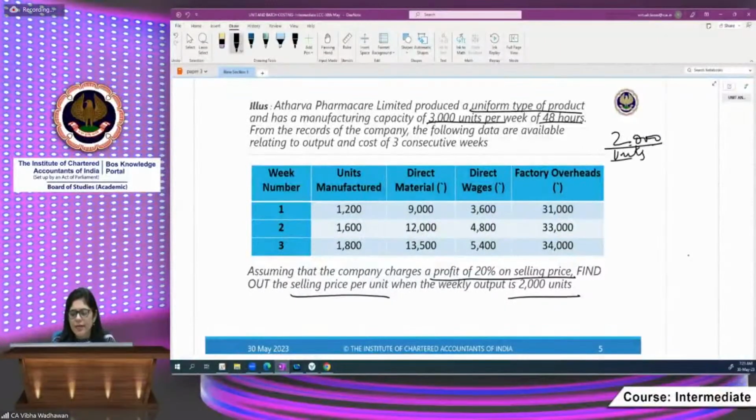We have to calculate the profit and the selling price for 2,000 units on the basis of information given for these 3 weeks. Clear? So 9,000 divided by 1,200: how much is the material cost per unit? 7.5. 12,000 divided by 1,600 comes to 7.5. 13,500 divided by 1,800 comes to 7.5. Just calculate on your own and then you will come to know. So 7.5. That means if the cost per unit is constant, and in total it changes, it is always a variable cost. I hope you know this.